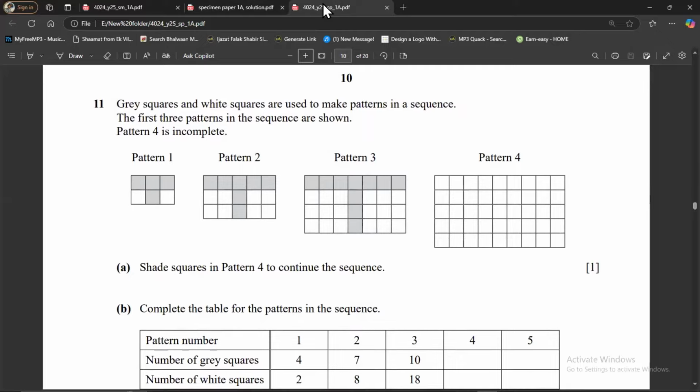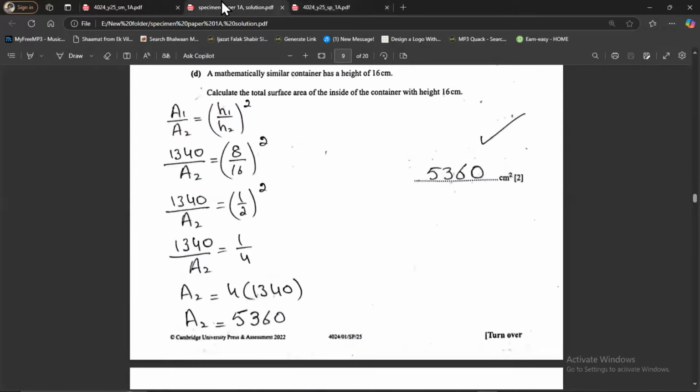So here we go. Question number 11: gray squares and white squares are used to make patterns in a sequence. The first 3 patterns in the sequence are shown. Pattern 4 is incomplete. The top row is shaded and the middle column is shaded. So here I will shade the top row and the middle column. Okay, let me show you. I have done this.